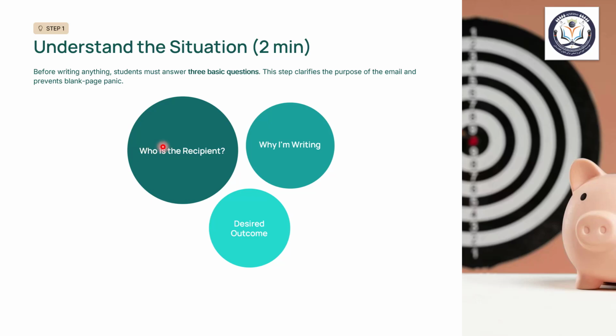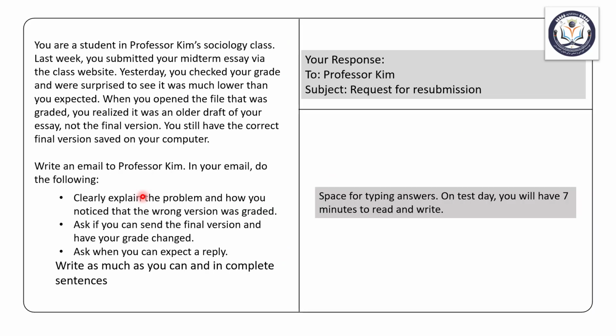So these are the basic questions. Who is the recipient? Why am I writing the email? And what is the desired outcome? These are three basic questions that we need to understand before writing a specific email. Because if you know these three basic points, we can easily step ahead to the next parts. So here we had the prompt. We had this prompt, right? Let's answer these three questions here.